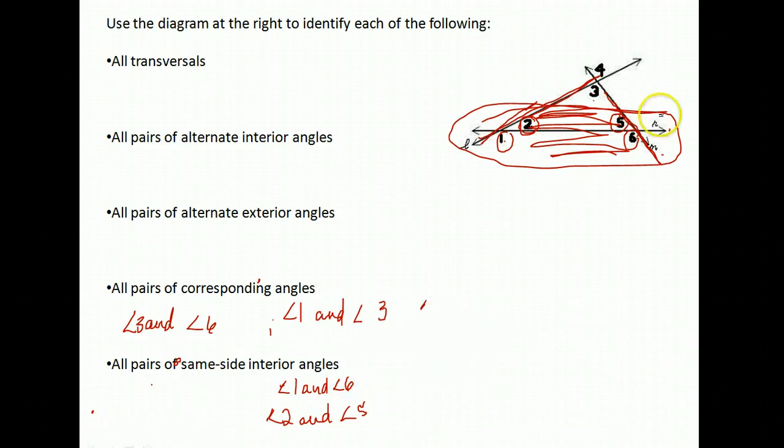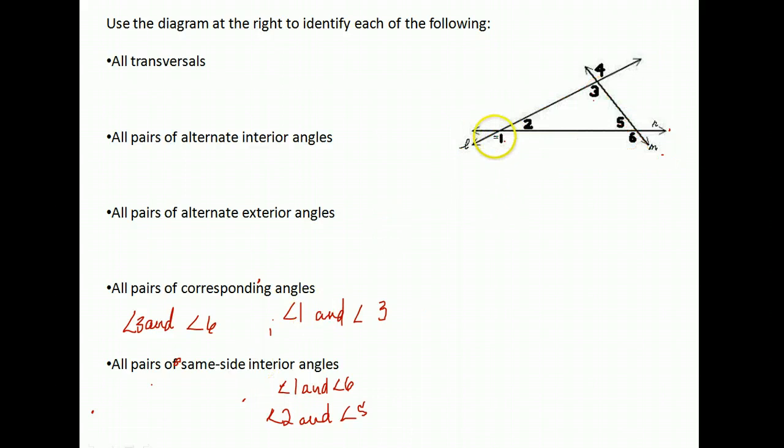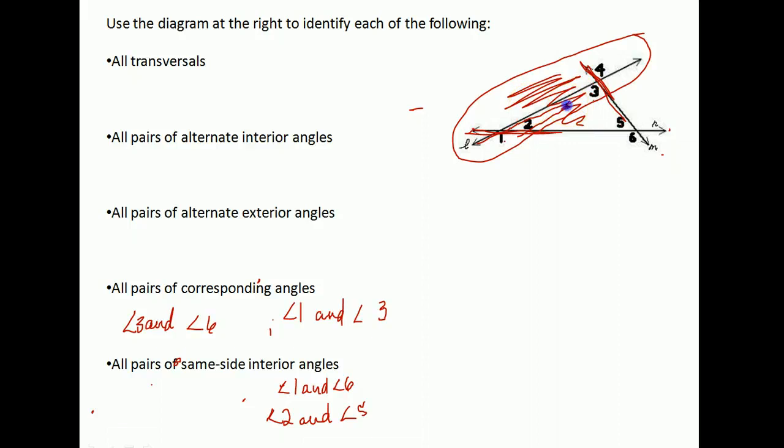Now I'm going to clear my picture so I can look at a different transversal, see if we have any other same side interiors just on a different transversal. Okay, let's make L our transversal this time. So we're just going to focus on the part of the picture that's surrounding L. Okay, notice we do have a pair of lines that L is passing through. The interior would be anywhere between those two lines, so anything in here. 2 and 3 are both on the interior.